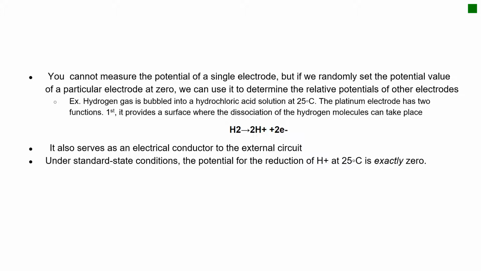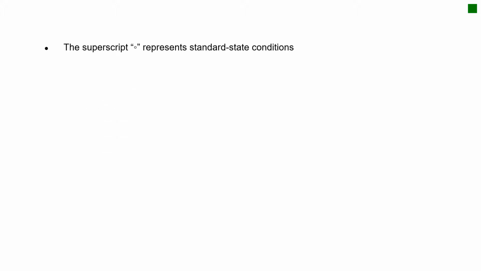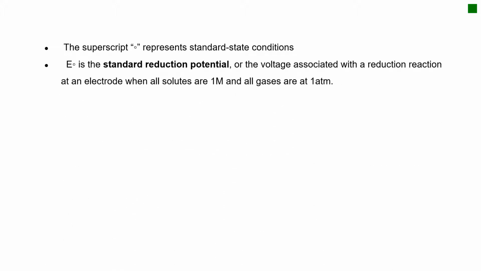Under standard state conditions, when the pressure of hydrogen is 1 atmosphere and the concentration of the hydrochloric acid solution is 1, the potential for the reduction of hydrogen ions at 25 degrees Celsius is exactly 0. So here we can see that the standard reduction potential is 0 volts. The superscript, the little degree sign, represents standard state conditions. Here, E° is the standard reduction potential, or the voltage associated with the reduction reaction at an electrode when all solutions are 1 molar, all solids are pure, and all gases are 1 atmosphere.